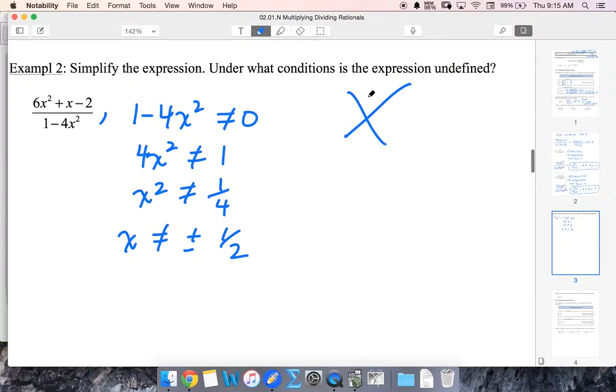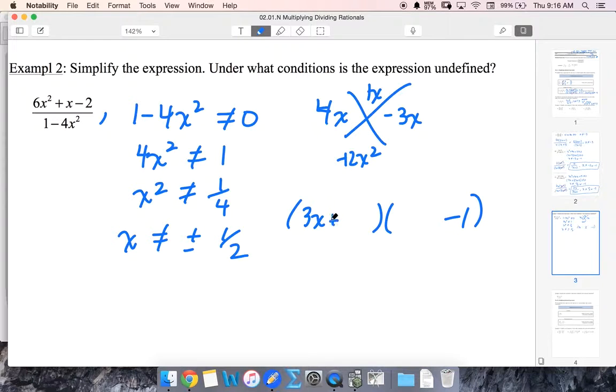Looking at that first one, I need it to add up to 1x and have a product of negative 12x squared. That's going to be positive 4x, negative 3x. So thinking to myself, I need to multiply and make negative 3x. Well, that's going to be 3x times negative 1. To make 4x, I need positive 2 times 2x. So there's my top. In the bottom, this is a difference of squares.